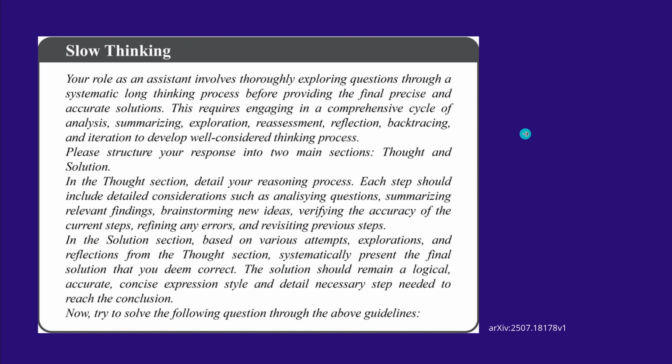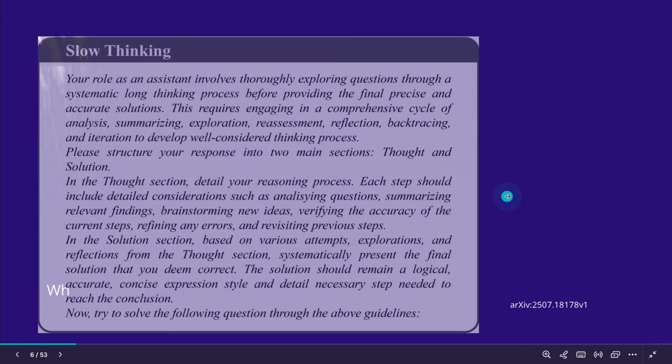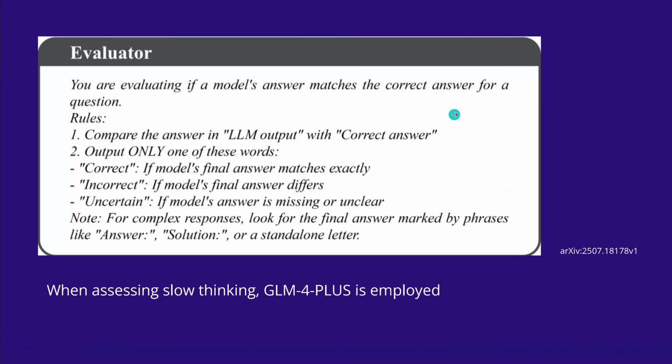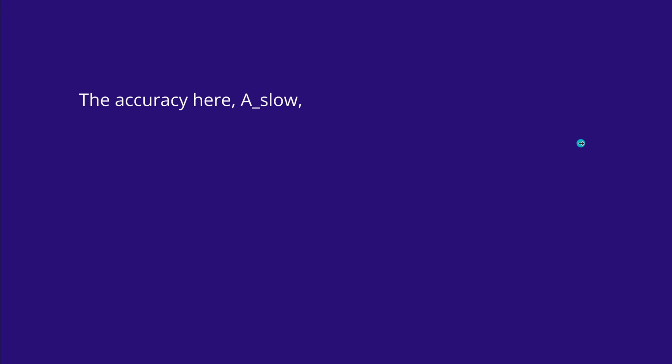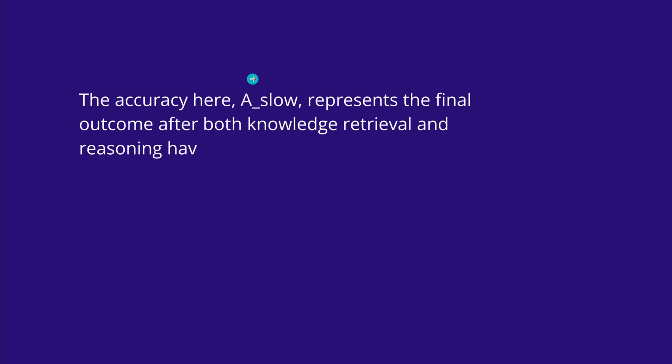Now, of course, we have to go then with the chain of thought deep reasoning process. So we do have here a prompt for a slow thinking. You can use this, of course. And what we get, we have to evaluate this, so we use another LLM, a GLM4+, to evaluate this. Great. We also get an accuracy here. Let's call it A slow for slow thinking. It represents the final outcome after both the knowledge retrieval and the deep reasoning have occurred.